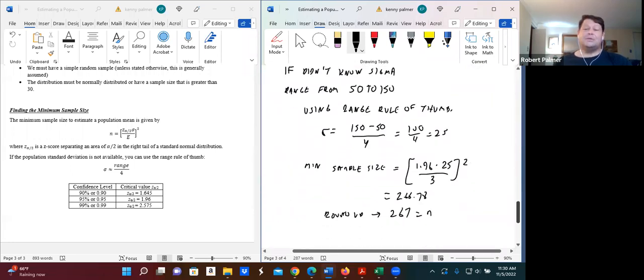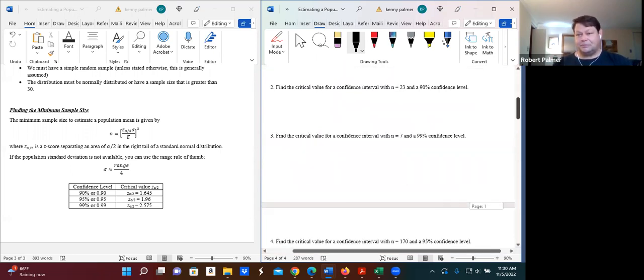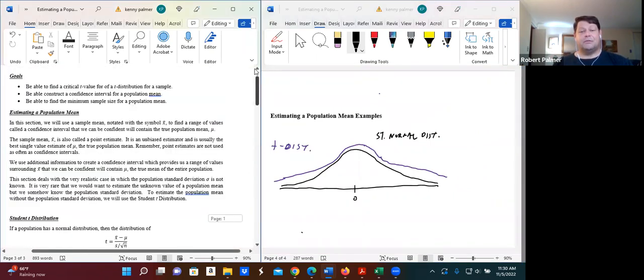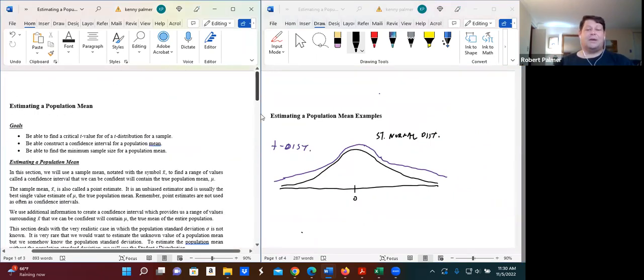So once again, this range rule of thumb can be useful, but as you see, it's not ideal, because in this case, if this was accurate, then we'd have to have a much larger sample, which would take more time and more money to actually find. Okay, so what we learned today is how to find a confidence interval for a population mean using a sample. And we do that using the student t-distribution because in most realistic cases, we're not going to know our population standard deviation ahead of time. Thank you. Have a good day.